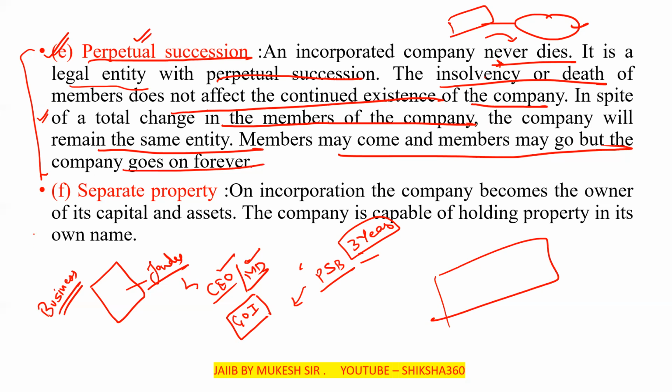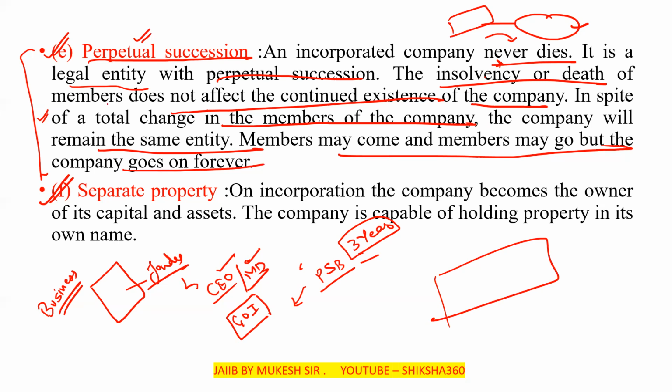Now move to the next one, that is separate property, clear. On incorporation, the company becomes the owner of its capital and assets, and the company is capable of holding the property in its own name, clear. Separate property on incorporation.